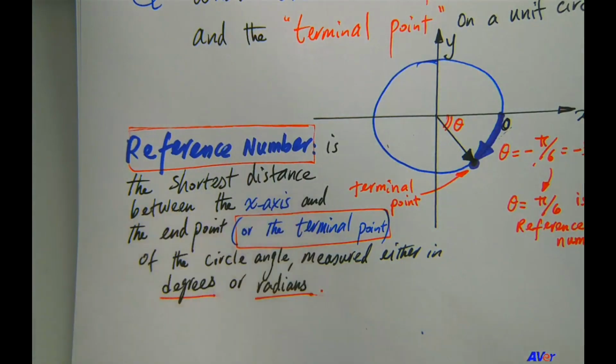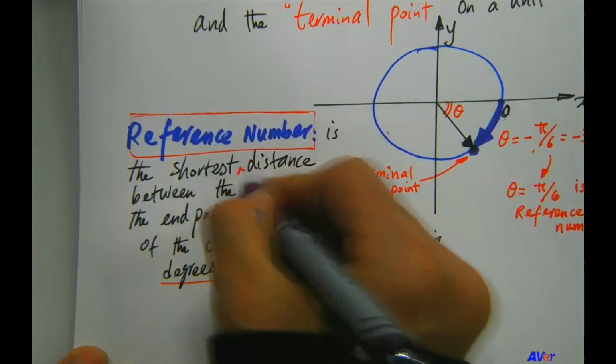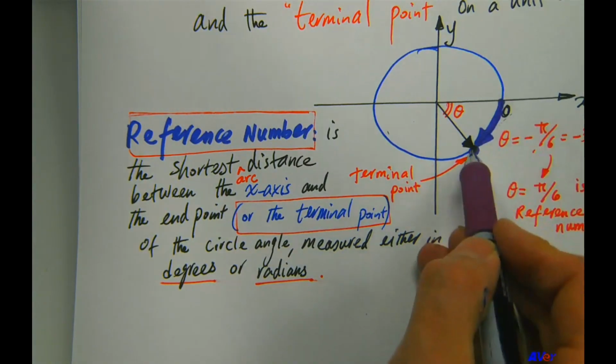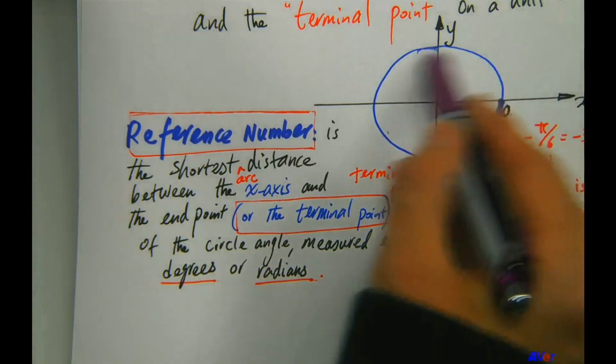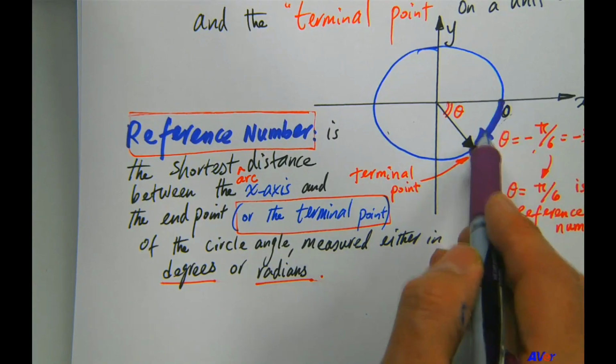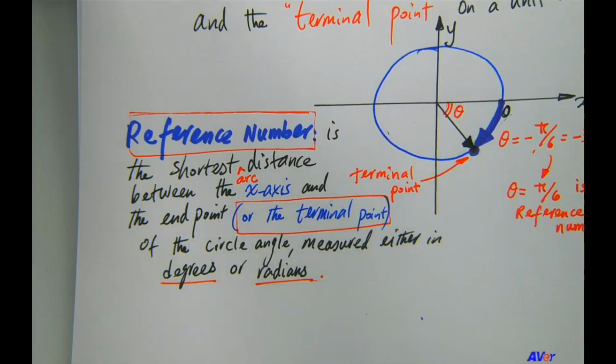Reference number is that. It's the shortest arc distance. As a matter of fact, let me add that. It's the shortest arc distance between the x-axis and the end point or the terminal point of the circle angle. In this case, how could you get to this terminal point? You could either go from here all the way around, or you could just go here, right? From the x-axis to this. So this is the shortest one. So your reference angle is not this, it's the shortest distance. It's that one. Okay? All right.